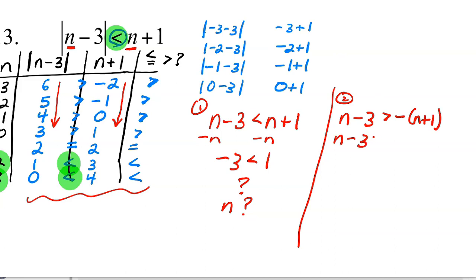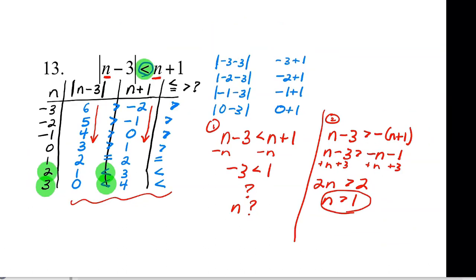Solving inequality 2, we distribute the negative. We could add n to both sides. Add 3 to both sides. So we'd get 2n is greater than 2. So n is greater than 1.